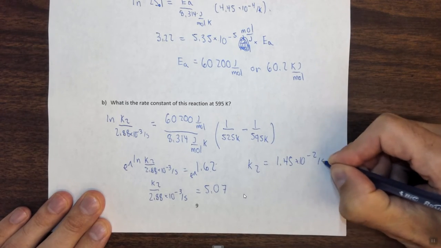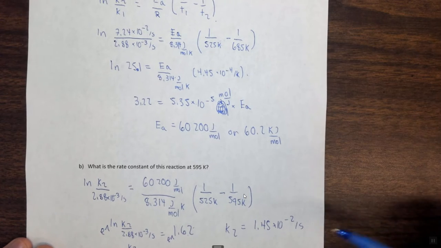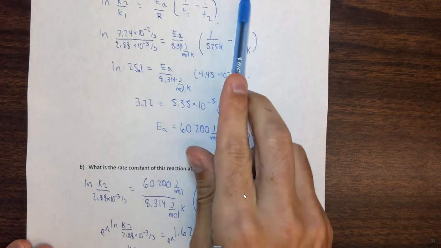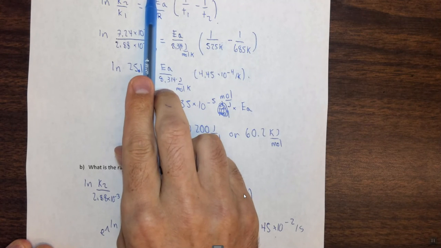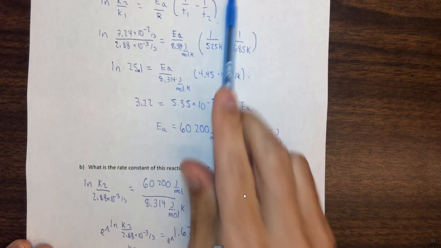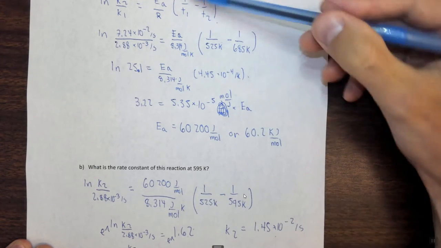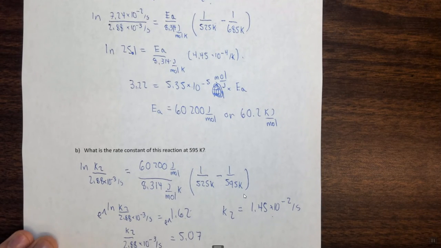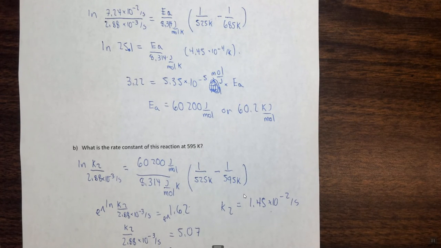minus 2 per second. And if you look at this k, it's between this one and this one. So it's higher than 2.88 times 10 to the minus 3, and it's lower than 7.24 times 10 to the minus 2. And that makes sense because the temperature is between 525 and 685. So the two-point Arrhenius equation is useful for finding activation energies, and it prevents us from essentially using a graph, which is the other common way of doing this.